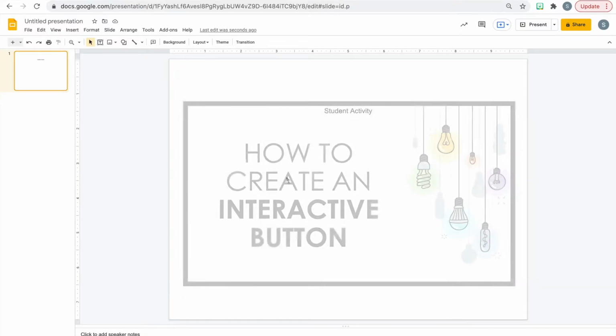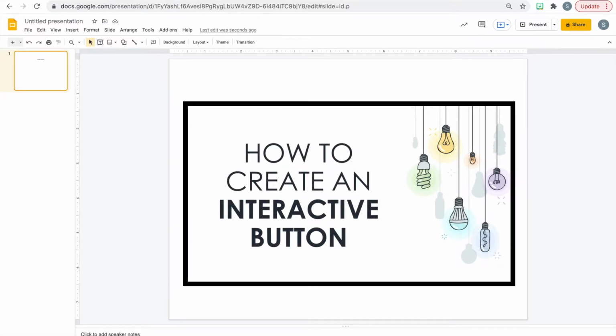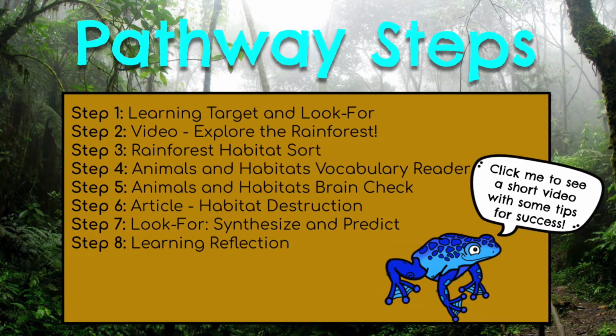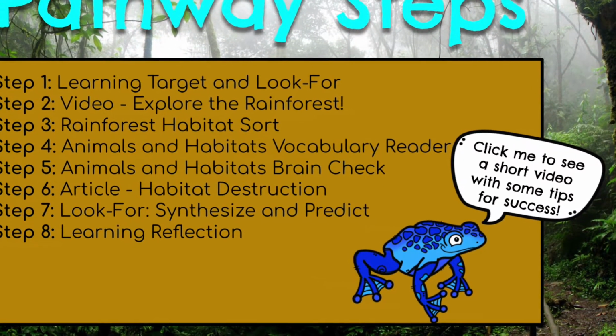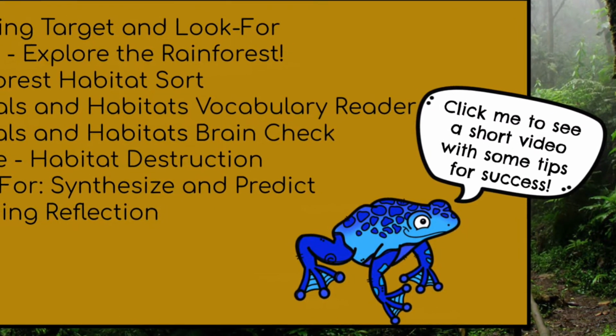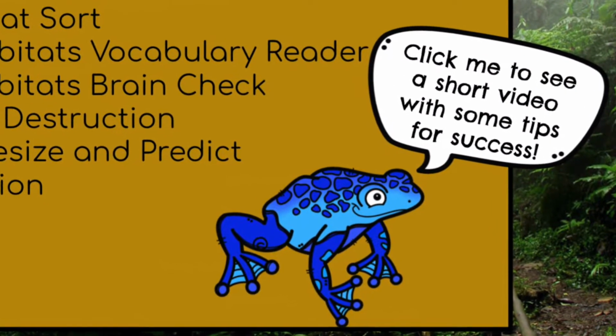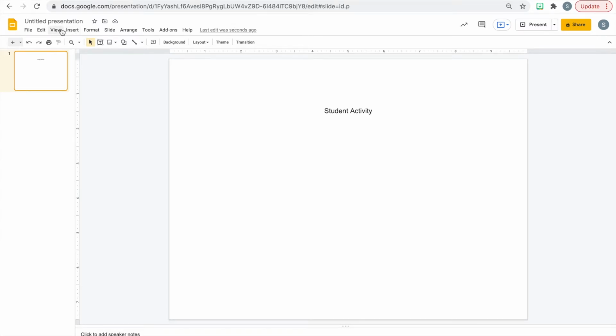Now I'm going to show you how to create an interactive button. An example of this was when we were exploring the science pathway. You may remember that if the kids clicked on a frog, it took them to a video. To do an interactive picture, it's really similar to embedding a hyperlink. We're gonna go ahead and insert a picture.